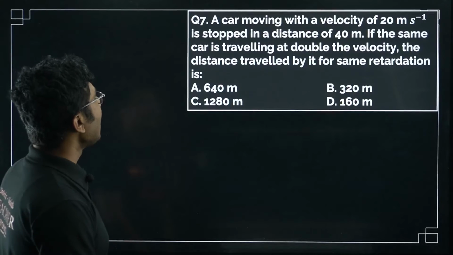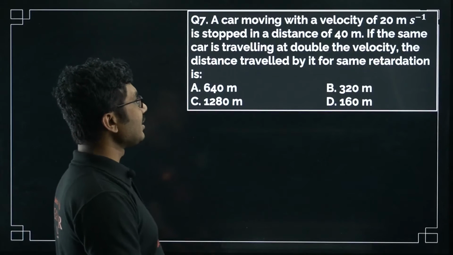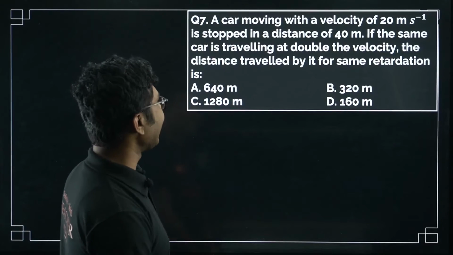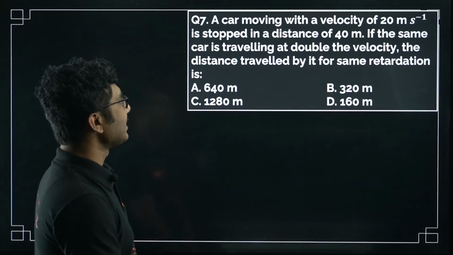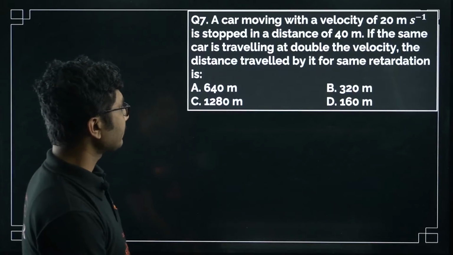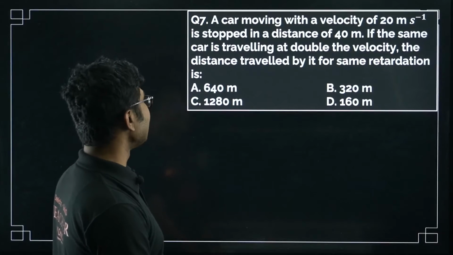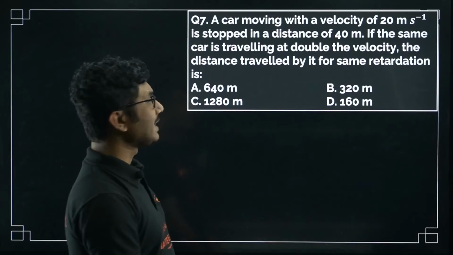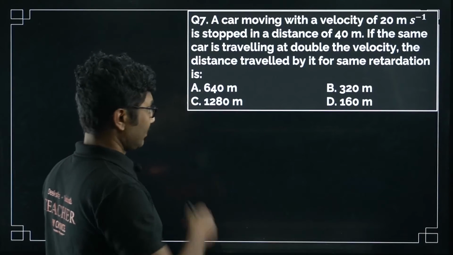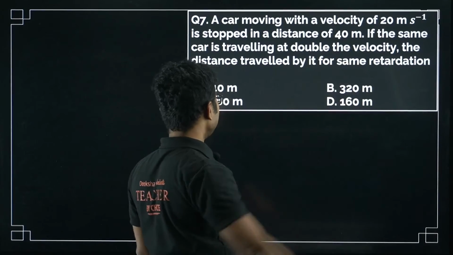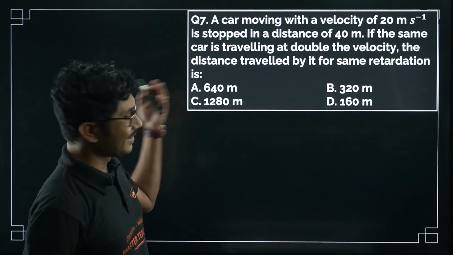Next question. A car moving with a velocity of 20 meter per second is stopped at a distance of 40 meter. If the same car is traveling at double the velocity, what is the distance traveled by it for the same retardation? So most of you will answer 80, or the option is not even given here.